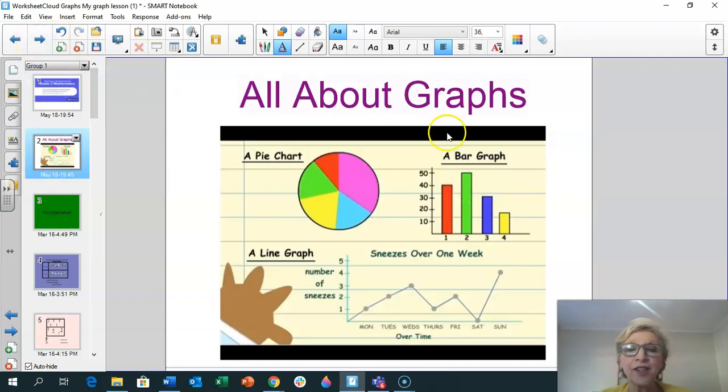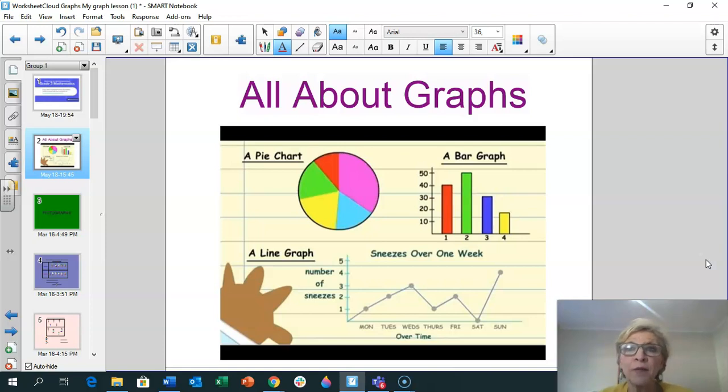Okay, and just to give you an idea of what it is we're going to be covering today, we're going to look at bar graphs, we're going to look at pie charts and line graphs. And now, can you remember what I said about graphs the last time? That graphs are pictures that show us information that we have gathered. And another name for that information is, who remembers? It starts with a D, data.